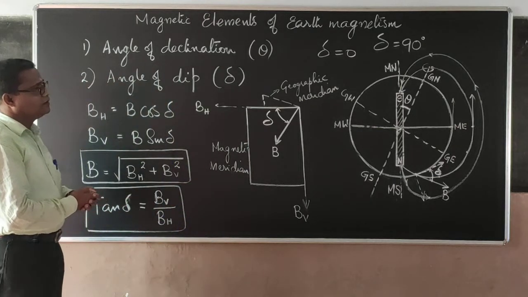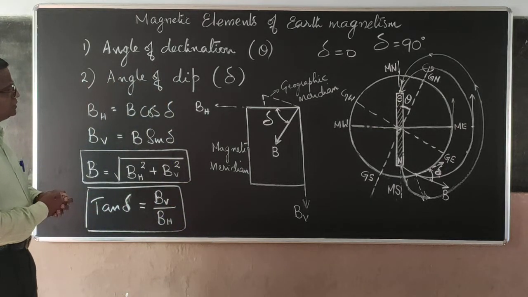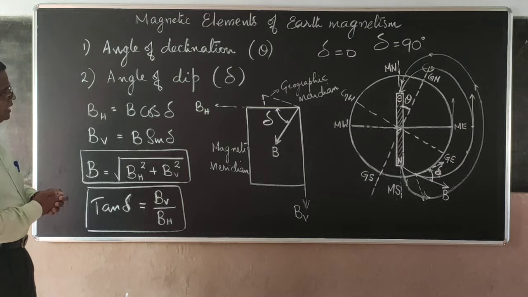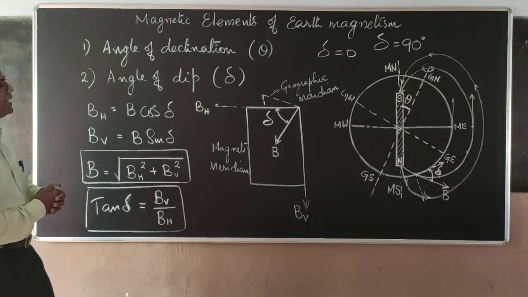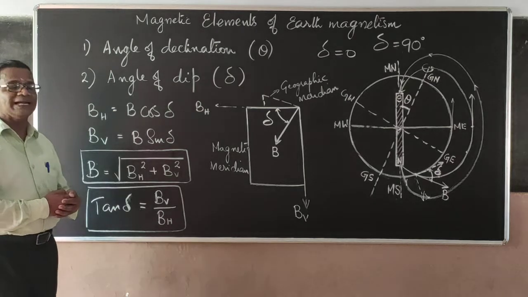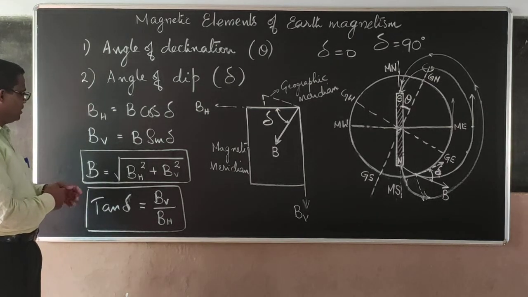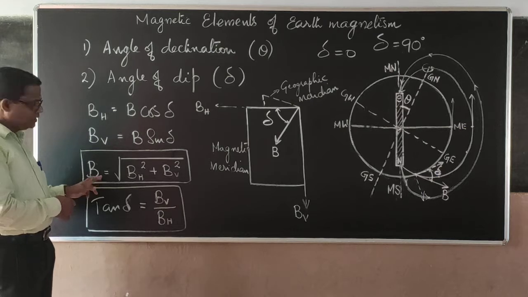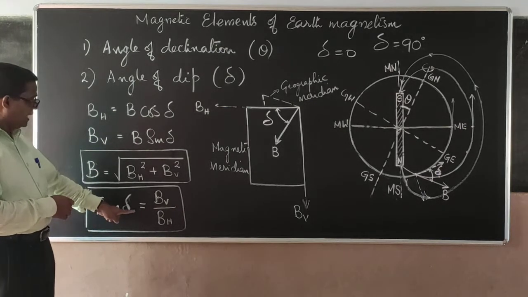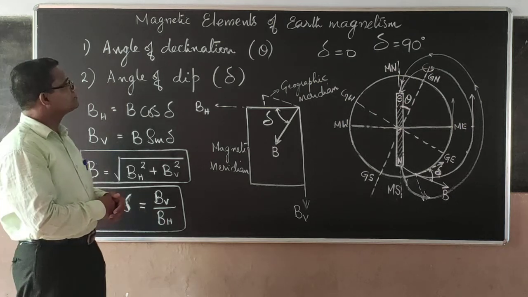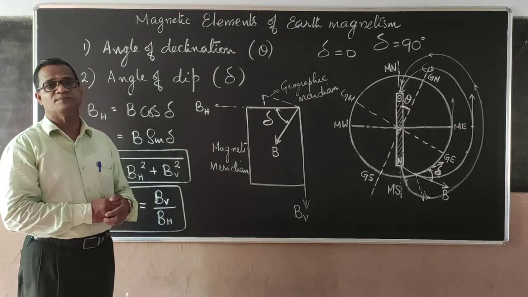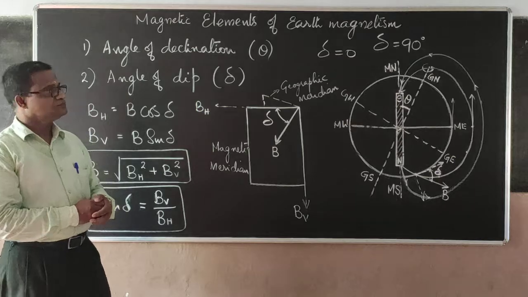So these are the main factors you must know about the magnetic elements of Earth's magnetism: the equation for Earth's field, the equation for angle of dip, declination, and the horizontal component of Earth's magnetic field.